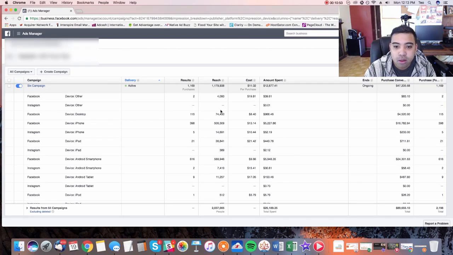Basically the whole premise of this is to find out your data, find out what's working for you, find out if desktop is converting a lot better versus iPhone versus Android smartphones. Find out the placements. Once you have that data, once you have the cost per result, you can create these campaigns specifically for that, so that you don't lose money every time you're spending money.